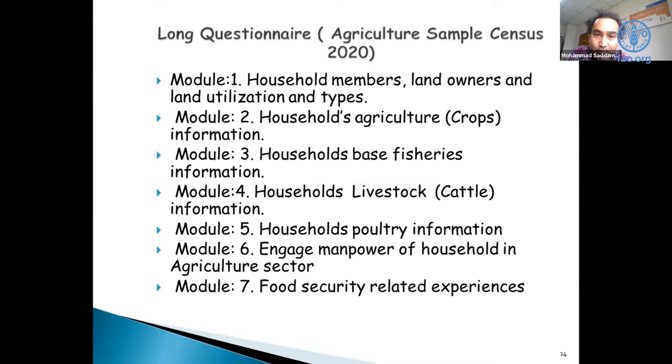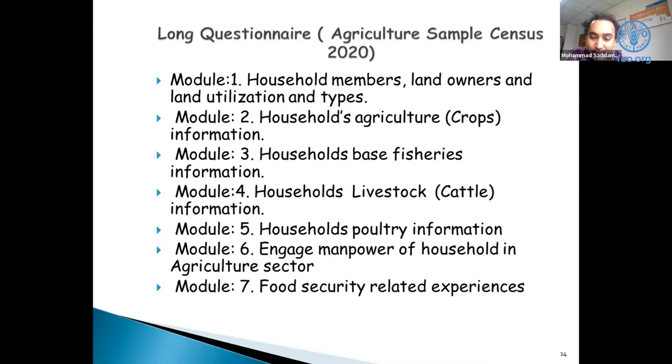questionnaire in 2020. Module 1 is related to the household members, landowners, and land utilization types. Module 2, household agriculture, is related to the crops information. Module 3 was household-based fisheries information. Module 4, household livestock, the cattle information. Module 5, household poultry information. Module 6, engaged manpower of household in the agriculture sector. And finally, Module 7 was the food security related experiences questionnaire. We included that and collected data accordingly.